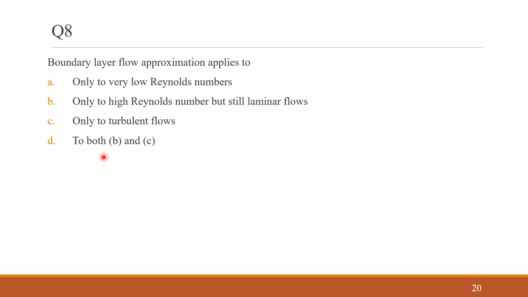Option D, to both B and C. Both B and C is the right answer. To high Reynolds number but still laminar case, and to turbulent flows. So both B and C is the right answer. Option D is the right answer.